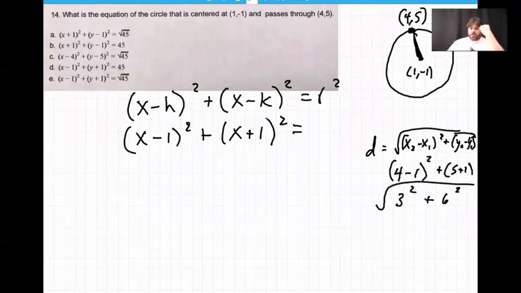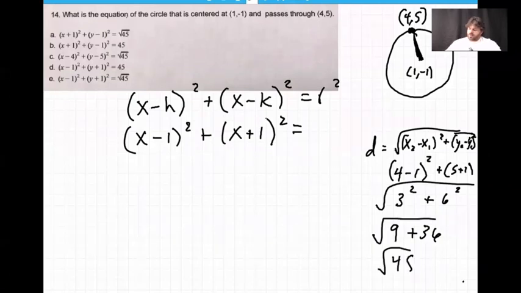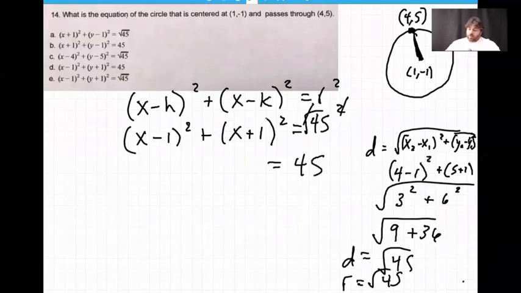Now you could draw a picture and just count to find the 3 and the 6, but either way, 9 plus 36, that's 45. So the distance between those points is square root of 45. So that's basically our radius. The radius is the square root of 45. So when I plug in the radius here and I square that, the root and the square cancel and leave me with 45.